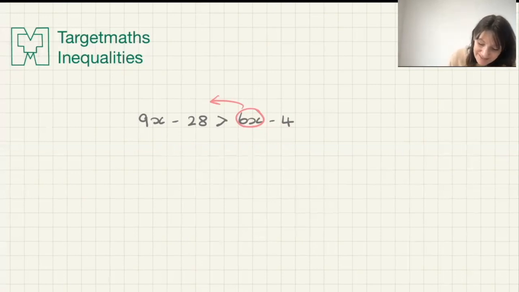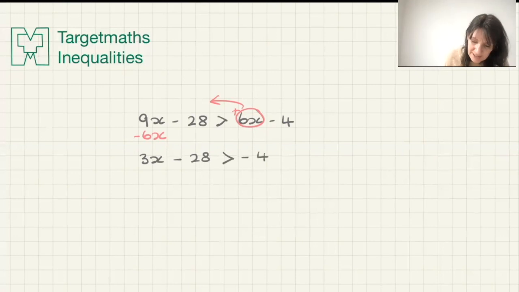Okay, so the 6x is moving across. It's going to land as minus 6x because it's a positive 6 on that side. When I tidy this up, I've got 9 take 6, that's going to be 3x. I still have the minus 21, and then I've got minus 4 left on this side. And do be careful, don't lose that negative, that's important. Now it's looking very much like the previous question.